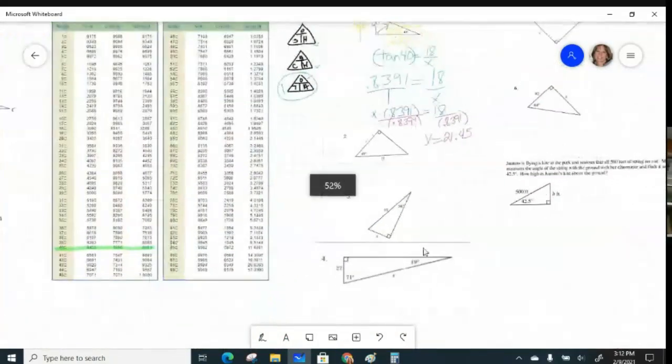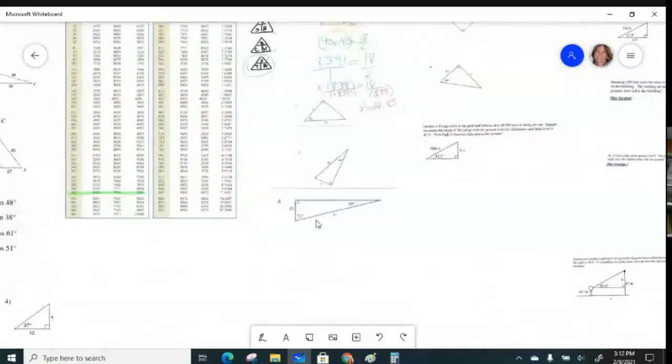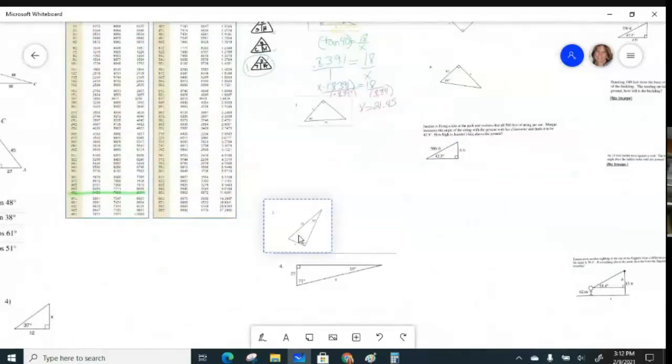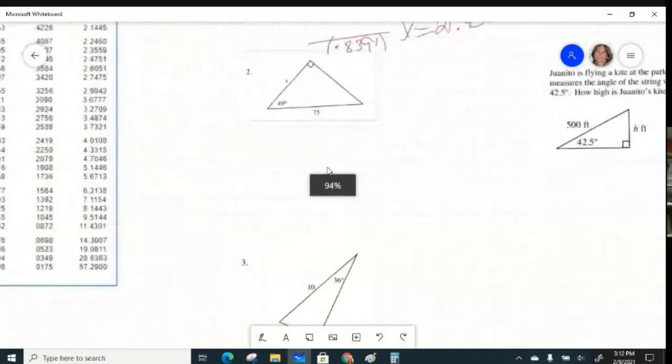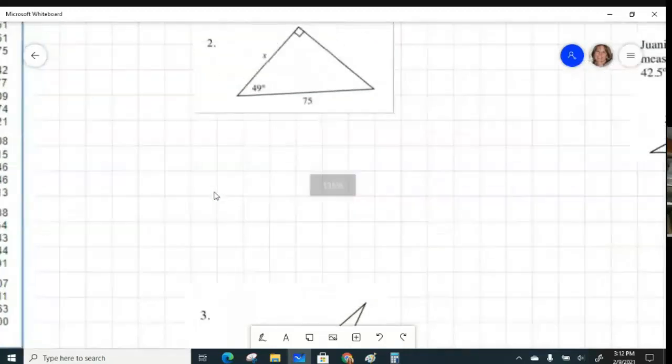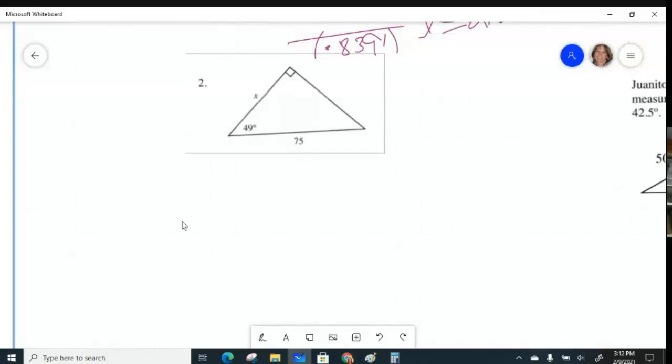All right, let me move some of these down and out of the way so I have a little more room. So again, what we want to do is identify our sides and our values. From our 90 degrees is always going to be our hypotenuse. This time they're giving us a hypotenuse and we have a numerical value on it.